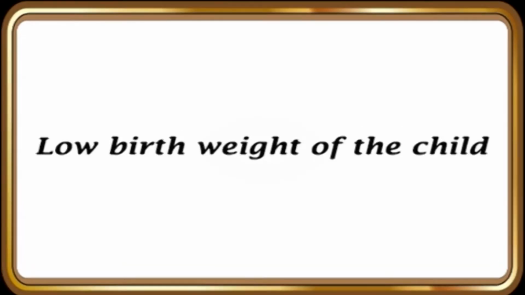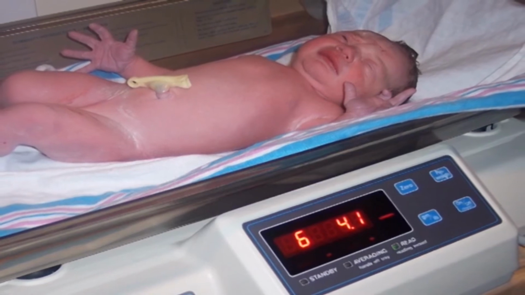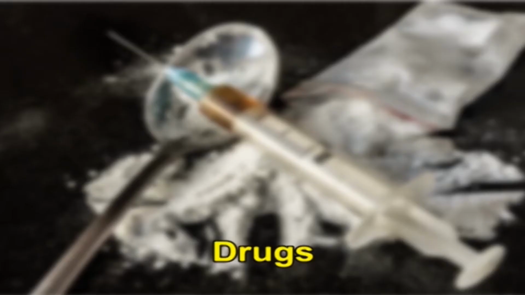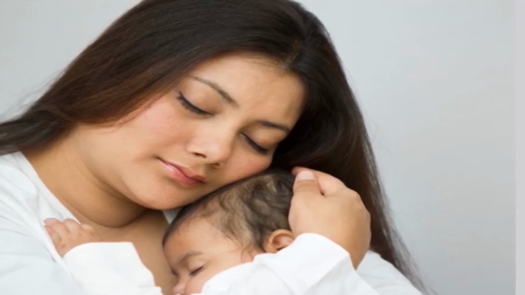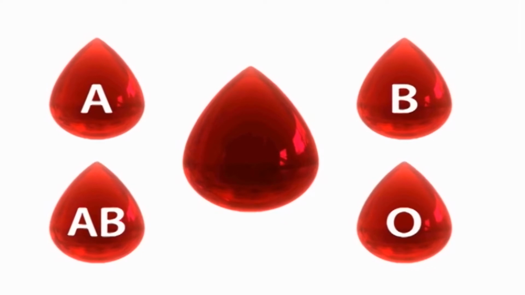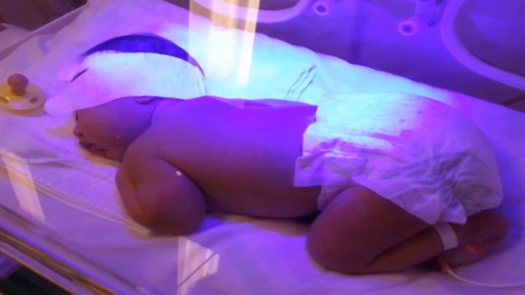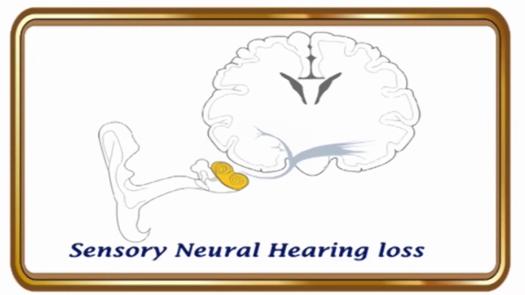Then low birth weight of the child. Then prematurity. At the time of birth, the child gets any injury. The final one is drugs or alcohol consumption, the pregnant woman using alcohol or drugs. Then Rh incompatibility, where mother and child have different blood groups. Then birth jaundice, a risk occurring at the time of birth. The above mentioned conditions cause sensorineural hearing loss.